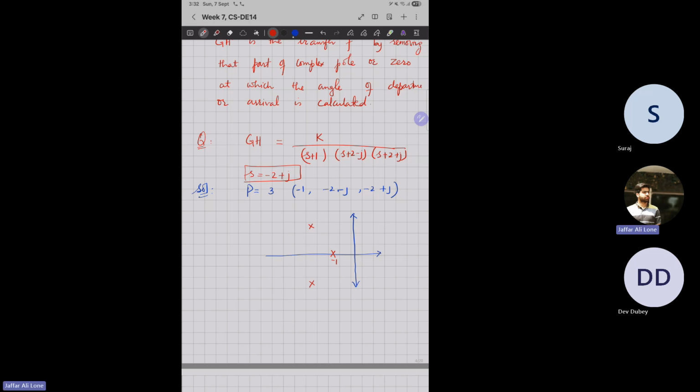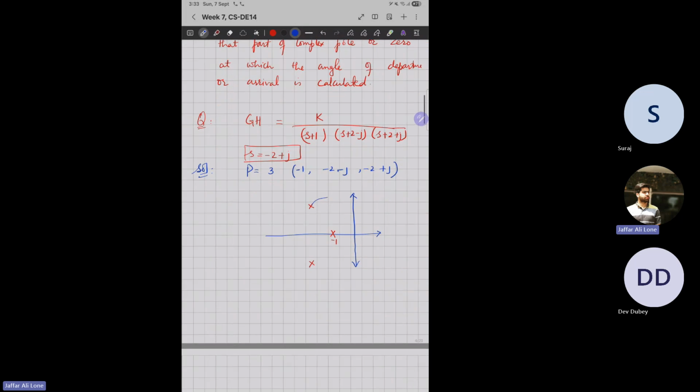Now we have to find, because now these poles will go to infinity via some angle which is called the angle of departure, which we will calculate. So let's assume this is -2 plus j, and this is -2 minus j. Now we have to find the angle of departure for s equal to -2 plus j. We know that it is equal to 180 plus angle of GH dash.